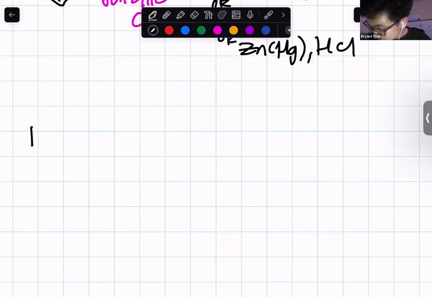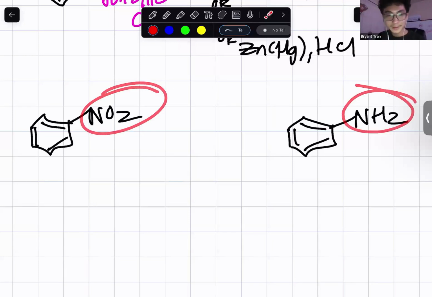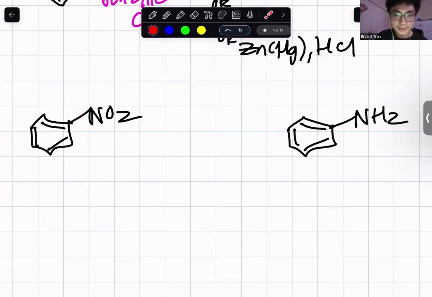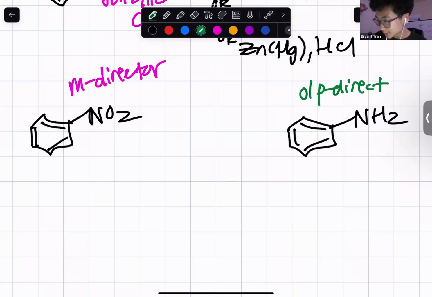So if I have, let's say, this group right here and this group right here, what's the difference between these two? The first one is a meta director, correct? Because that's an EWG. And the second one is an ortho-para director because that's an EDG, right? And you're gonna notice that NO2 is one of the strongest EWGs. And the red one, NH2, is one of the strongest EDGs, right?